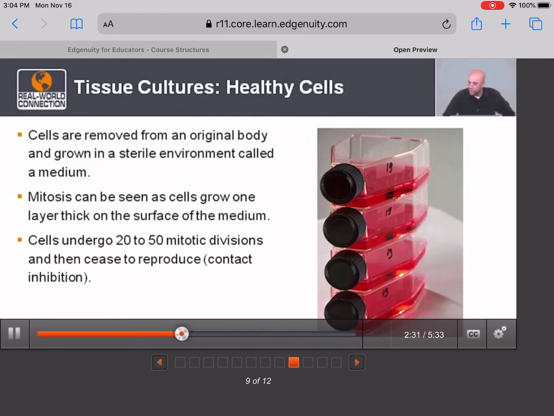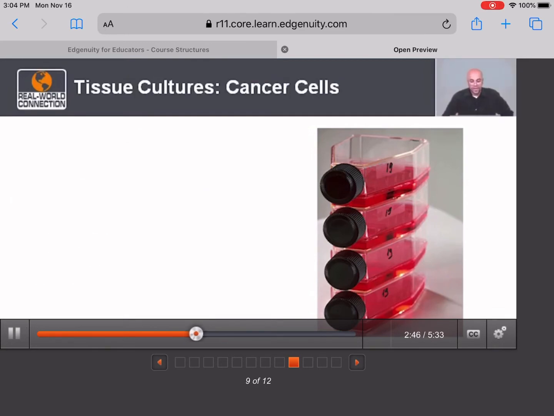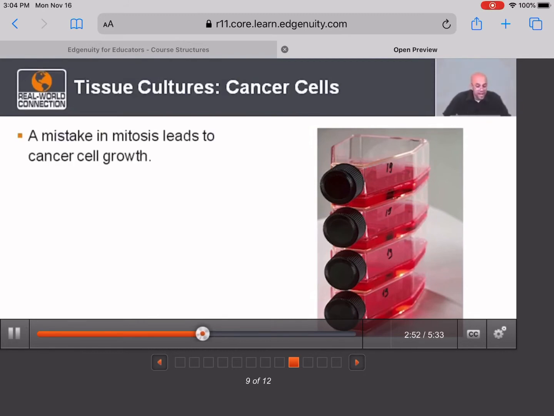This is called contact inhibition. If the cells are no longer touching because of a death or damage to a cell, cells will reproduce to fill the empty space, but they will not grow or reproduce any further once the empty space is filled. Now, there can be changes in situations like this. A mistake in mitosis creates cells with different DNA from the original cell. New cells that grow and reproduce without limit are called cancer cells.